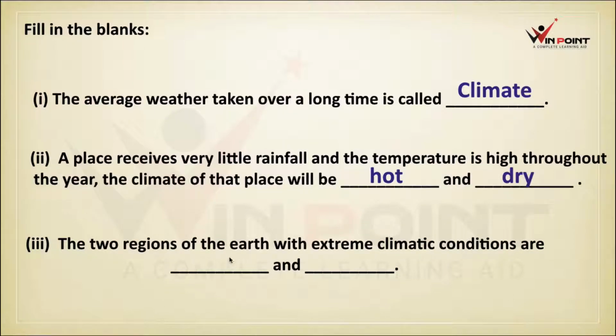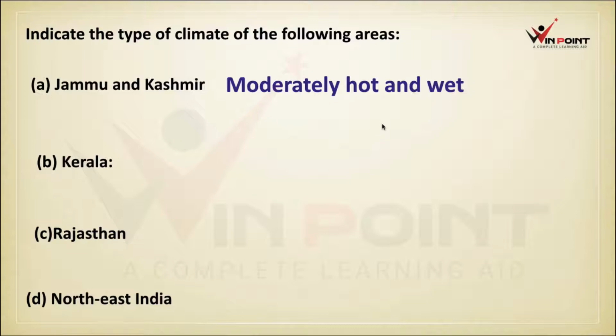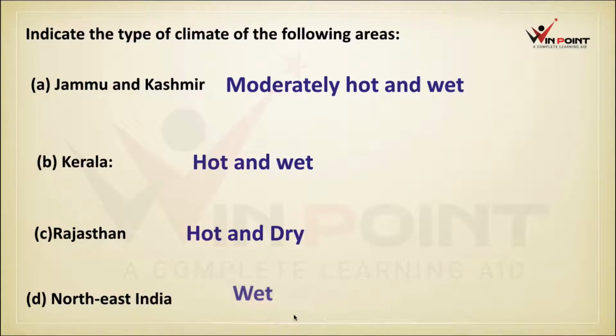The two regions of the earth with extreme climatic conditions are polar region and desert. In polar region, extremely low temperature, and in desert, extremely high temperature. Indicate the type of climate of the following areas: Jammu and Kashmir, moderately hot and wet; Kerala, hot and wet; Rajasthan, hot and dry; Northeast India, wet.